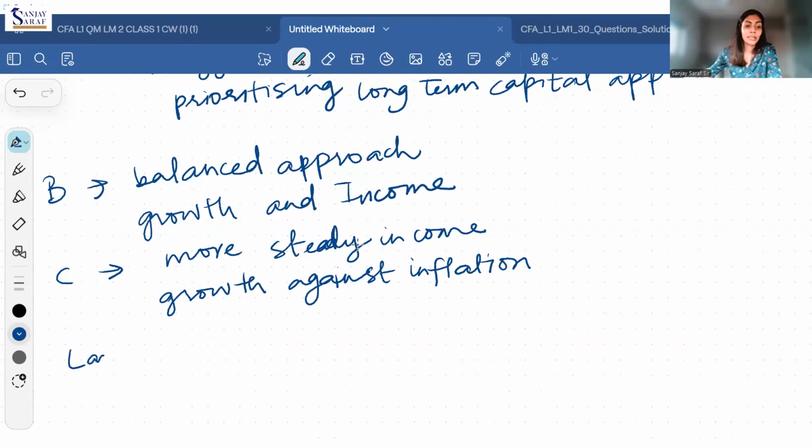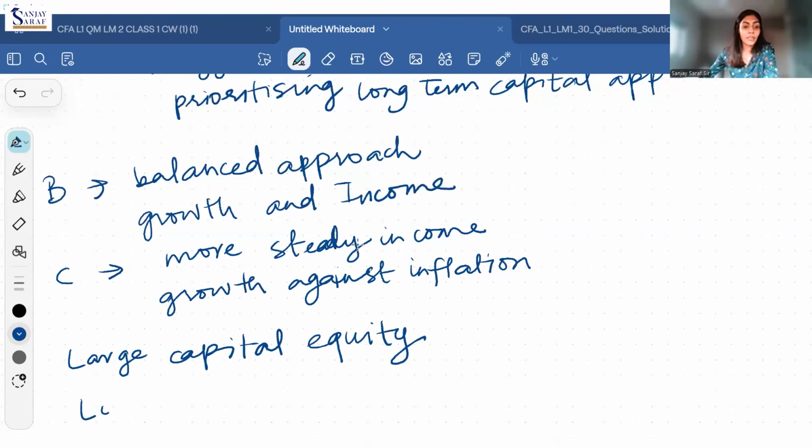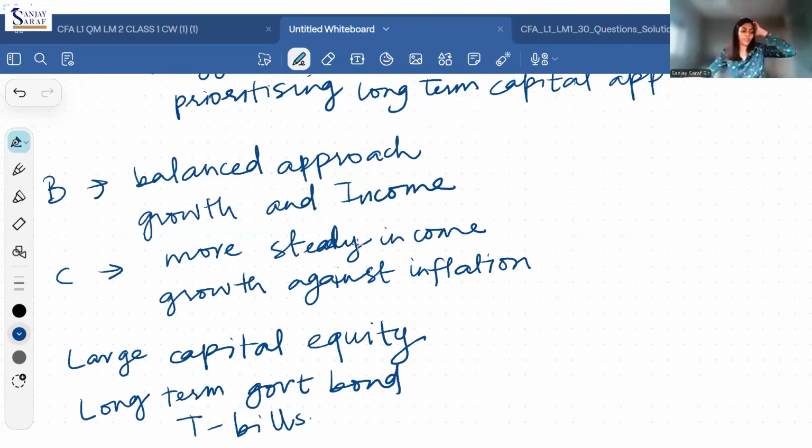Now the assets that we have are large capitalization equity. These are the assets we are holding in our arsenal. These are the tools we have in our arsenal. We have long-term government bond. And we have T-bills, which are short-term. Essentially, they cover inflation, they reflect inflation. So, based on this, if I have to build the portfolio of all three investors.